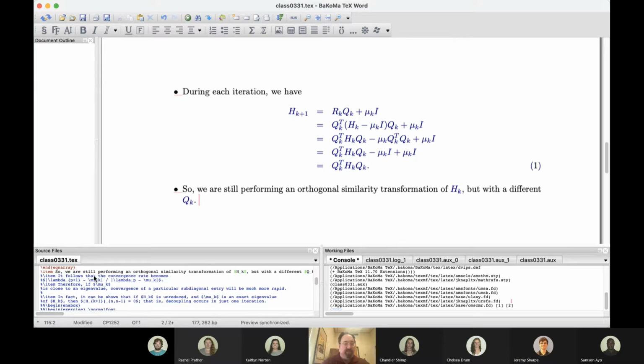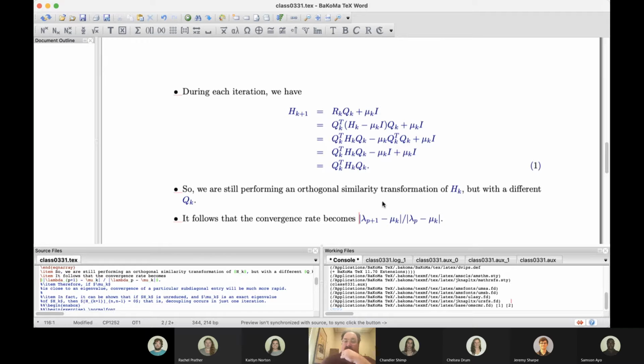So what does this do to the convergence rate? Before it was lambda p plus 1 over lambda p. Now the numerator and denominator are shifted, because basically we're performing this iteration on the shifted matrix. Any time you shift, like you subtract mu k times identity, that subtracts mu k from all the eigenvalues. So what can we do to make this ratio smaller than the previous one?